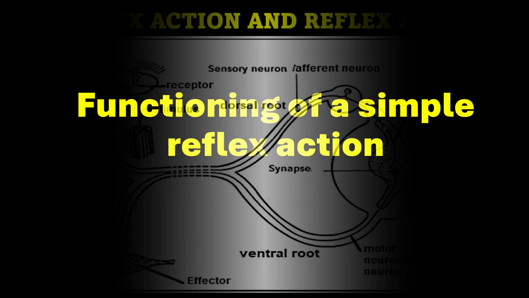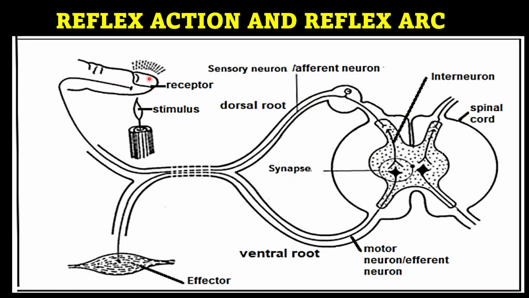So everything starts here. That's a receptor. Here, the receptor is your skin. The receptor refers to the 5 sensory organs. It can be your skin, it can be your nose, it can be your tongue, it can be your ears, it can be your eyes. They are all receptors. So the skin is a receptor. It receives the stimulus. Here, the stimulus will be heat.